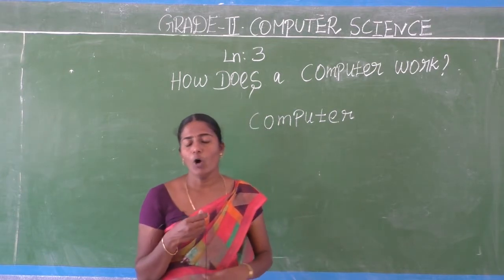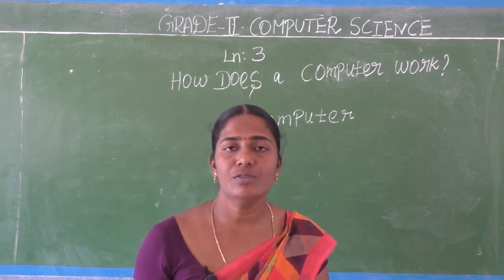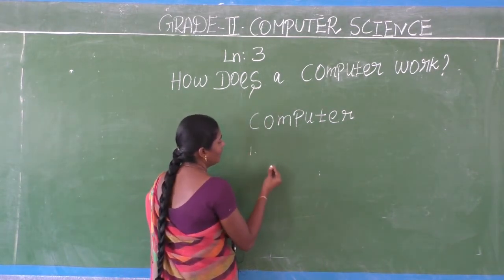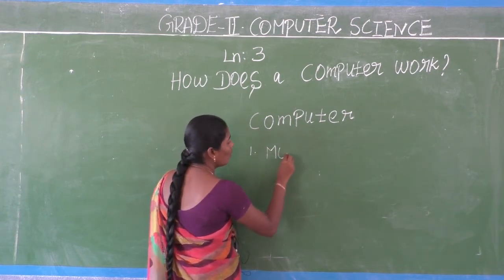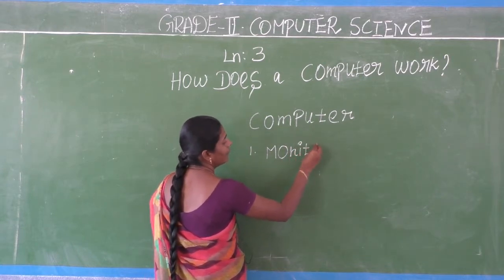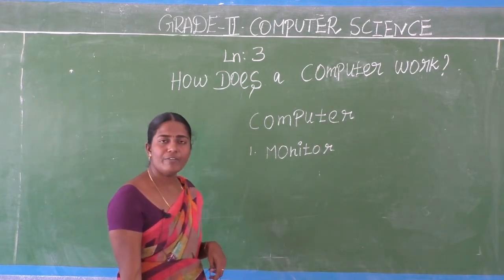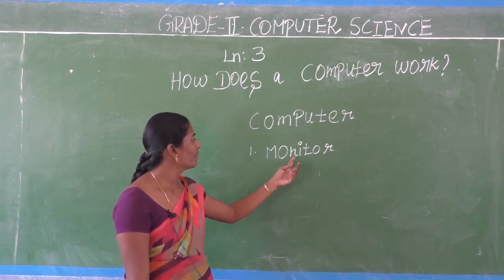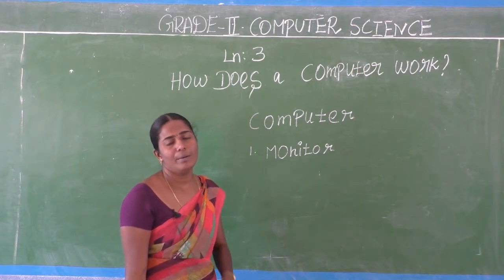How many main parts are here? Four main parts. The first one, monitor. What is the spelling for monitor? M O N I T O R. Monitor. Tell me once again, children. M O N I T O R.